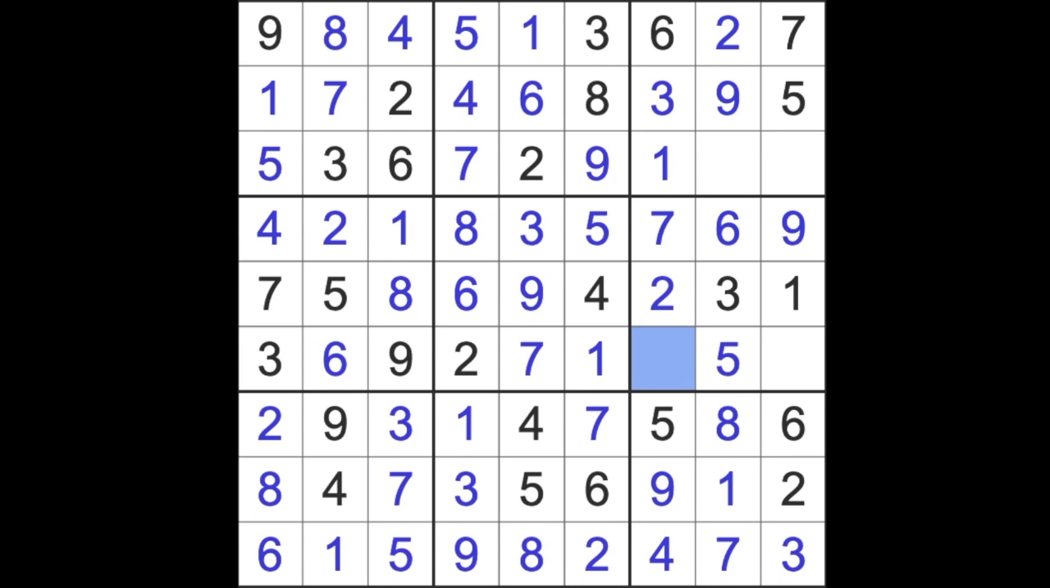Need a voice recharge. Eight will go there, eight blocks up here. That puts an eight into that square. The last number here is a four. And to finish the game is a four as well.